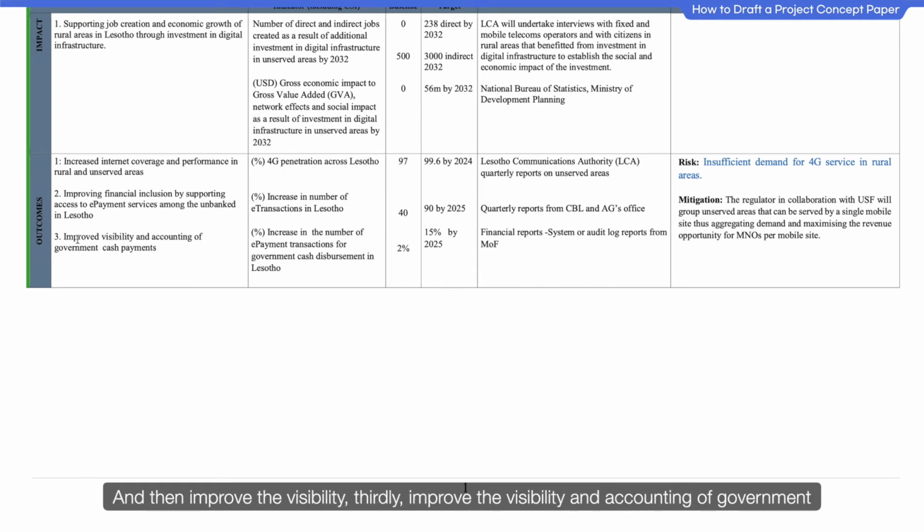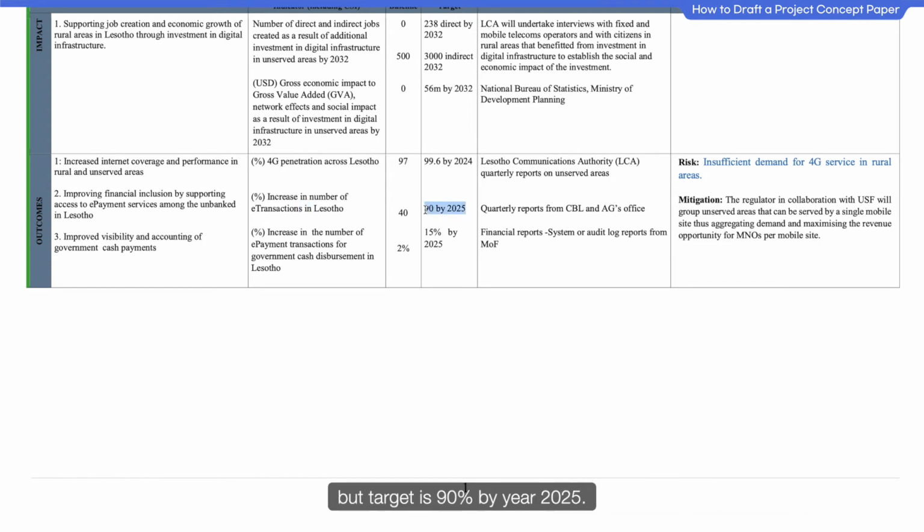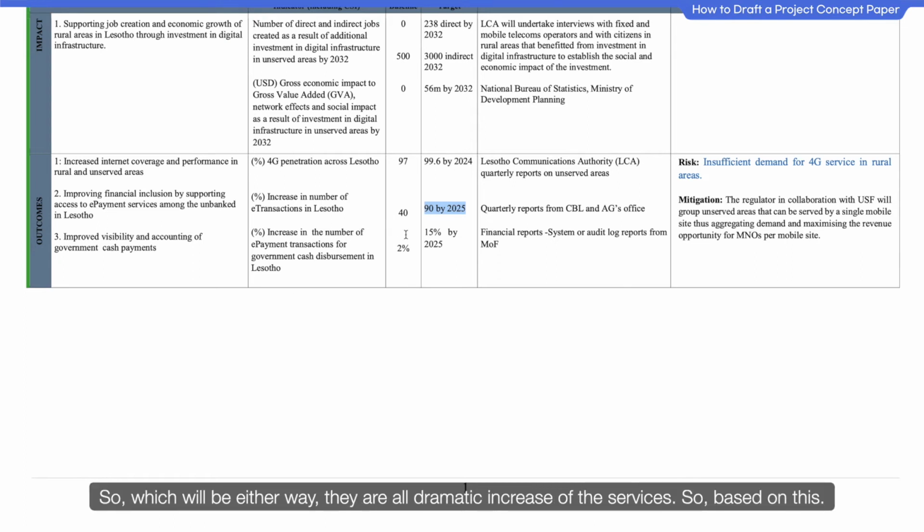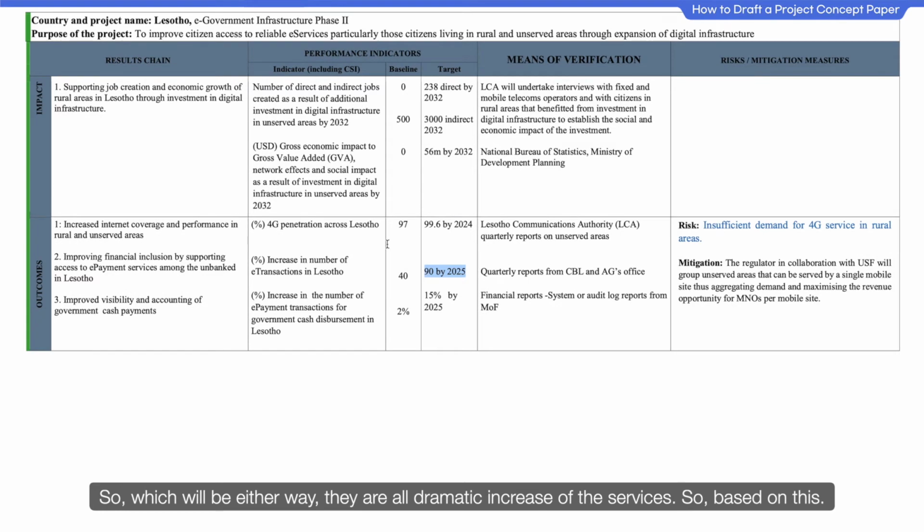And then, thirdly, improved visibility and accounting of government cash payment. So the increase in the number of e-payment transactions for government cash disbursement in Lesotho, baseline is 2%. The target is 15%. Oh, I made a mistake in the previous indicator. So actual e-transaction baseline was 40%, but target is 90% by year 2025. So, either way, they are all a dramatic increase of the services.